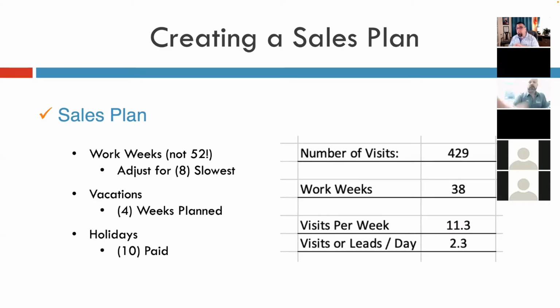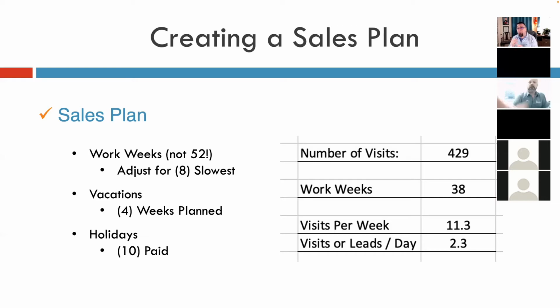Then we need to adjust work weeks because we do not work 52 weeks. We shouldn't, especially if we're the owner or the salesperson, right? We shouldn't be working 52 weeks, all right? We need to adjust for the 8 slowest weeks of the year. That's across the board in the United States. There's gonna be slow weeks. There were very few slow weeks in 2021. There may be more in 2022, but we need to adjust for the 8 slowest.